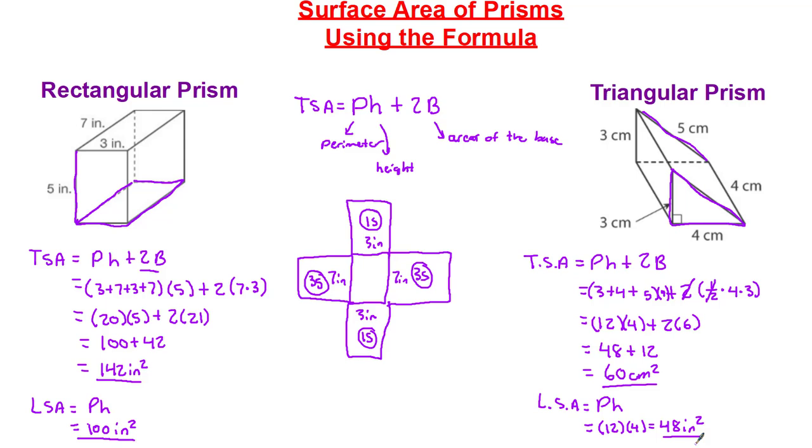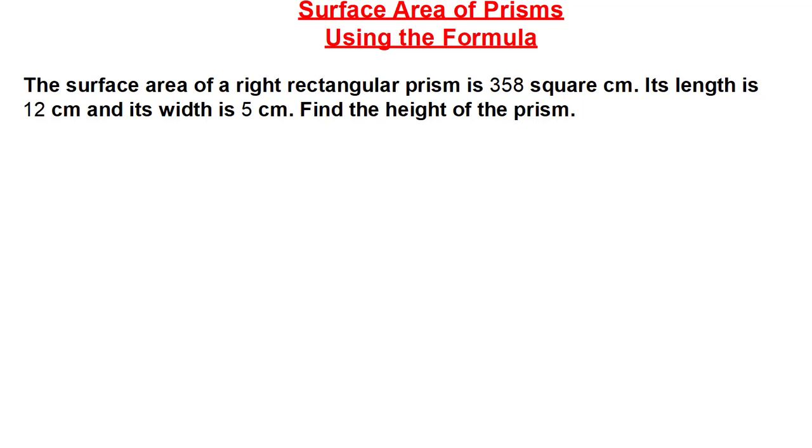Okay? Now, let's take a look at some other problems. Well, basically one other problem that has some algebraic principles to it. So, our lateral surface area is going to be equal to perimeter times height plus 2 times the bases. The surface area of a right rectangular prism is 358 square centimeters. Its length is 12 centimeters and its width is 5 centimeters. Find the height of the prism.